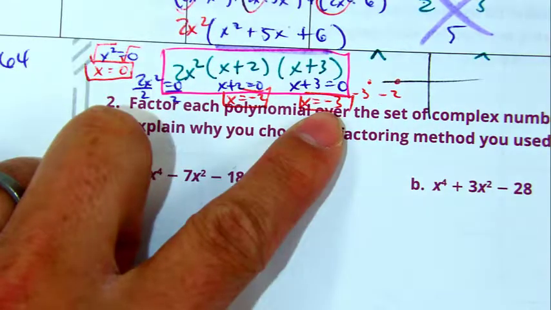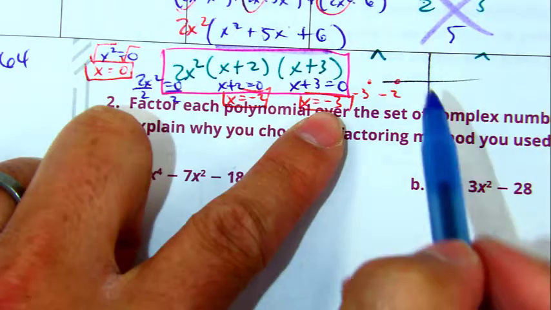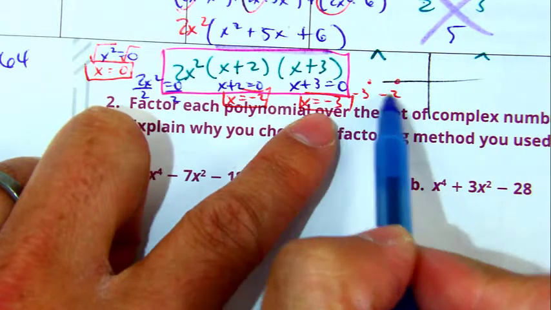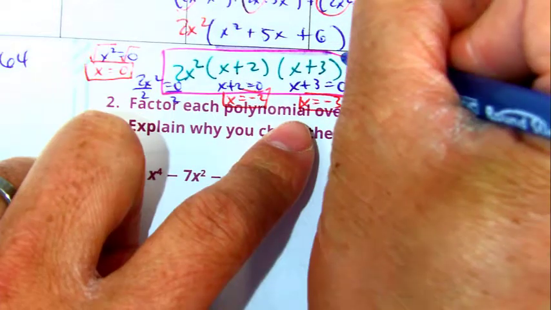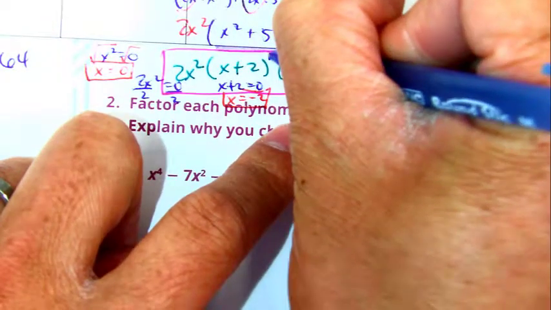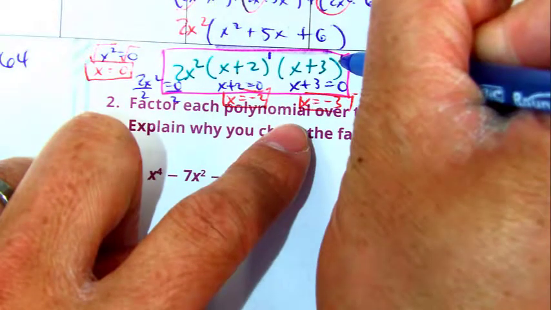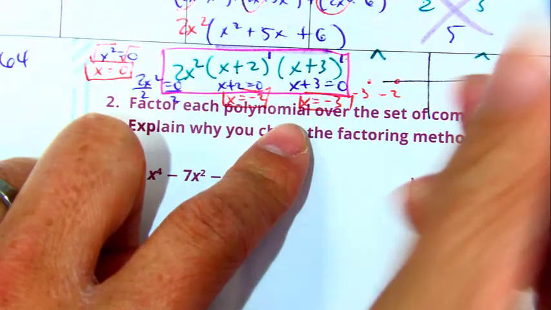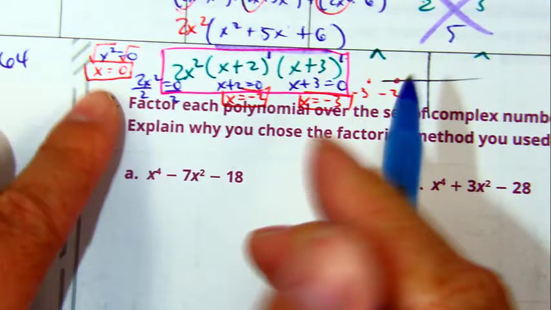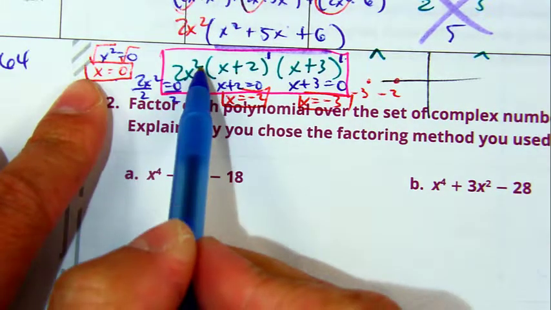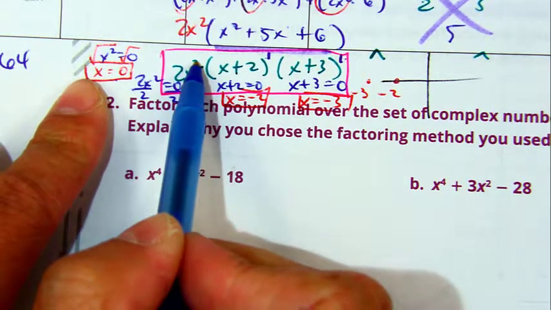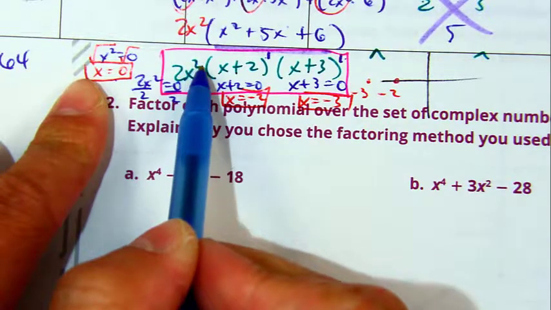Okay, here's a tricky one. Ready? The reason why I know it's going to shoot through at negative 3 is because it has an odd multiplicity. That's the shoot through. Now this 0 here has an even degree multiplicity. That means it's going to kiss at 0.